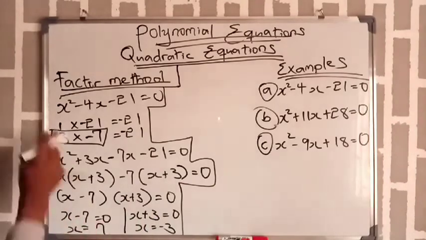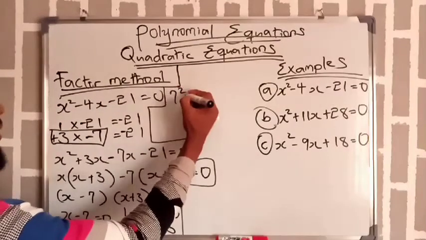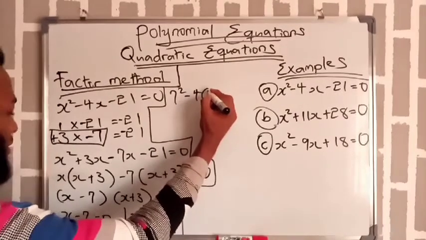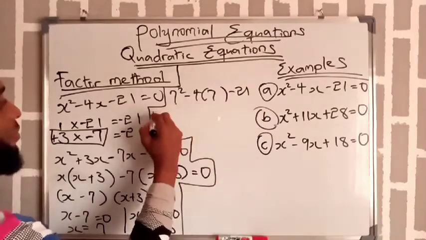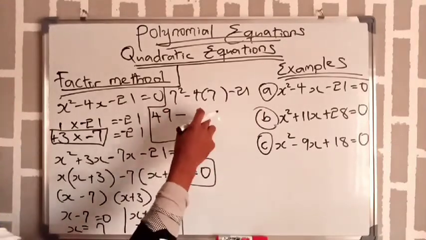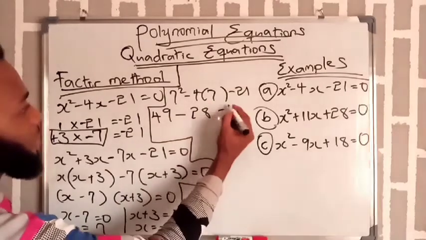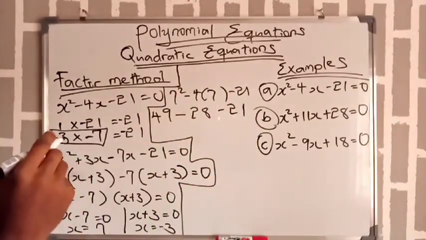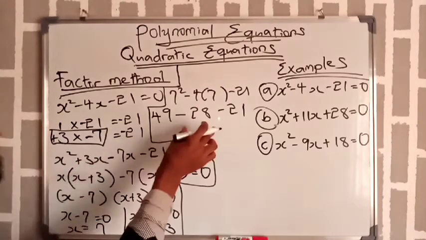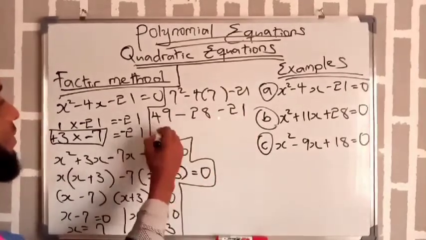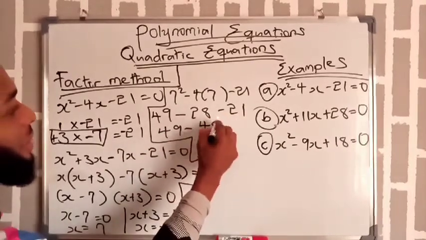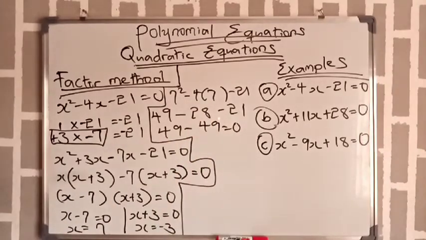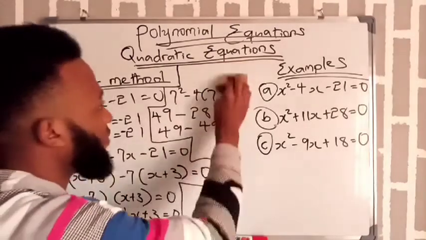So let's add this here, which is 7 squared minus 4 into 7 minus 21. It should give us 0. This is 49 minus 28 minus 21. Oh, gives us 0. So 49 minus 28 minus 21 is 0. If you add up minus 3 also, you get the same thing. That's saying what we solved is absolutely very, very correct.